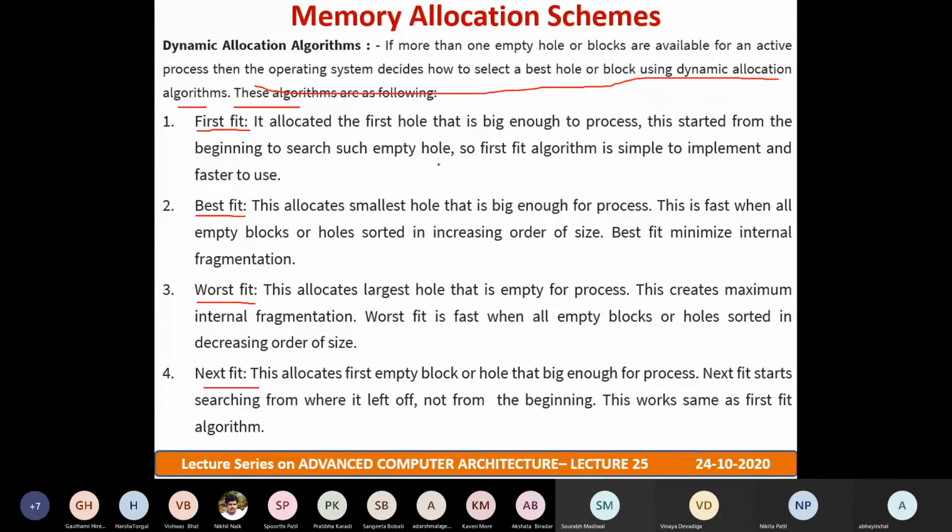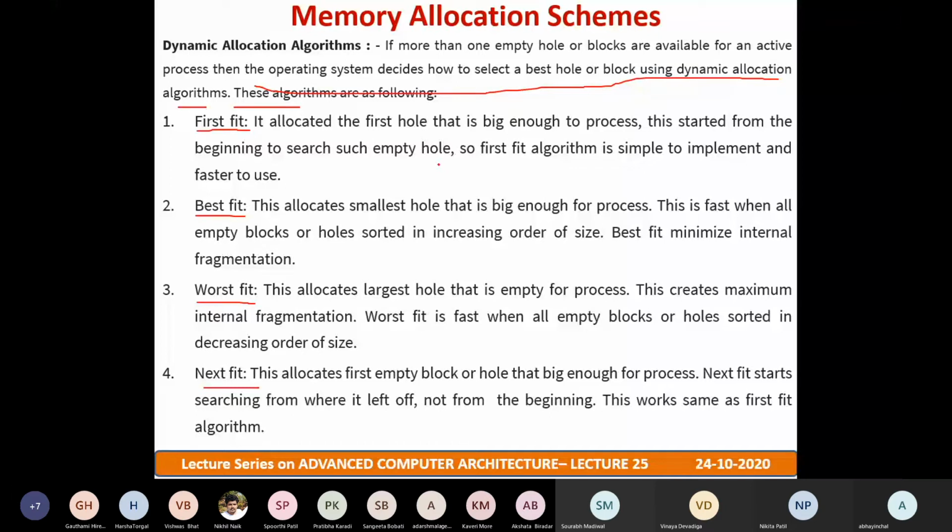Best fit minimizes internal fragmentation and has very good efficiency in allocation. But the problem with the best fit algorithm is that searching for the hole or block takes some amount of time, and that is wasted. Whereas in the next one, worst fit, this allocates the largest hole that is empty for the process.